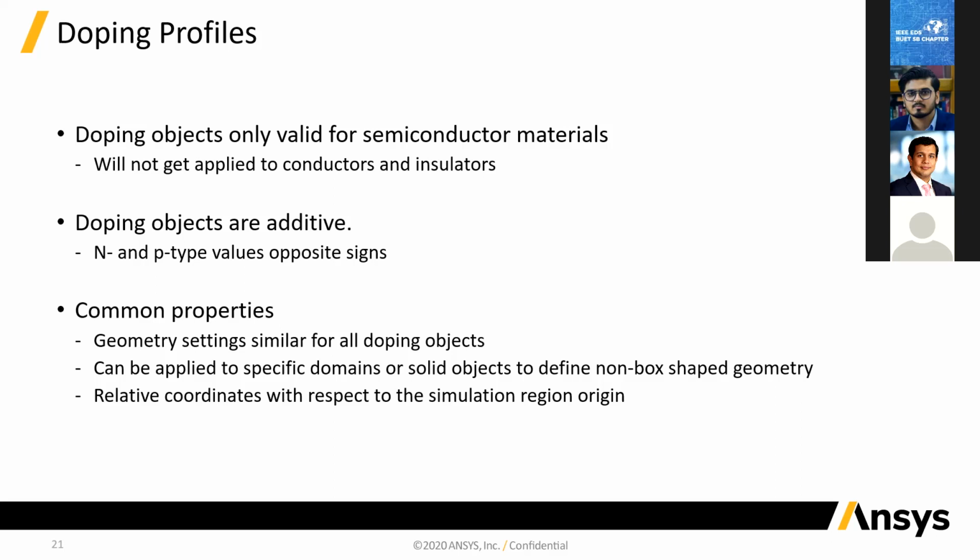Another thing to keep in mind is that if you apply multiple doping objects on the same volume, the doping values add up. So they're additive, and the N-type doping and P-type doping have opposite charges. If you add two N-type dopings on the same volume, the final doping would be the sum of the two. And if you apply an N and a P-type doping, then the final doping would be the difference of the two.